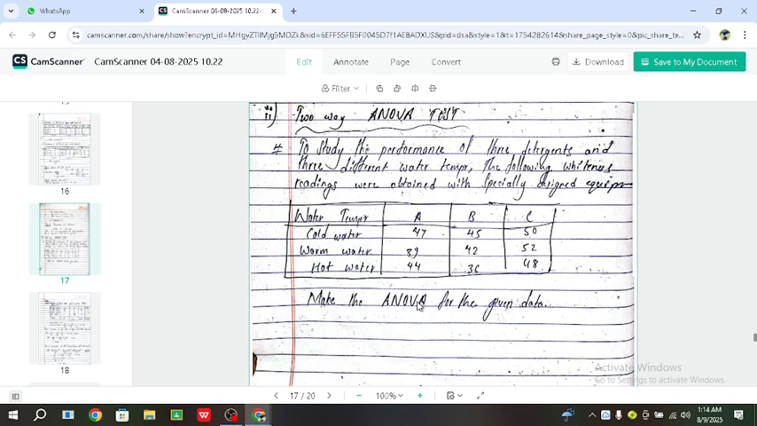This is related to chapter number 3, which is most important. We should not leave the numerical from this chapter. If you leave this, you will lose 20 marks from this chapter alone. The total is 60 and the pass mark is 24. If you learn this chapter properly, you will get 20 marks. Oh my god, 20 marks from one chapter is not a joke. So we should not leave this question, the two-way ANOVA test.